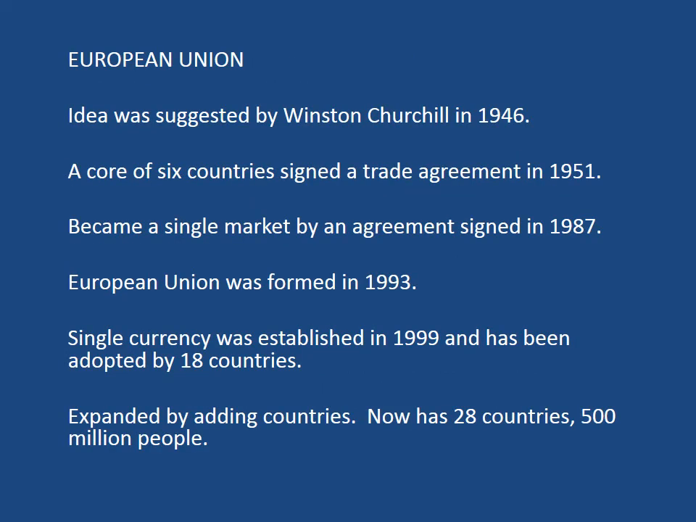As already mentioned, the European Union is the major example of regional economic integration. The idea was suggested by Winston Churchill in 1946. A core of 6 countries signed a trade agreement in 1951. The countries became a single market by an agreement signed in 1987. The European Union was formed in 1993. A single currency was established in 1999 and has been adopted by 18 countries.